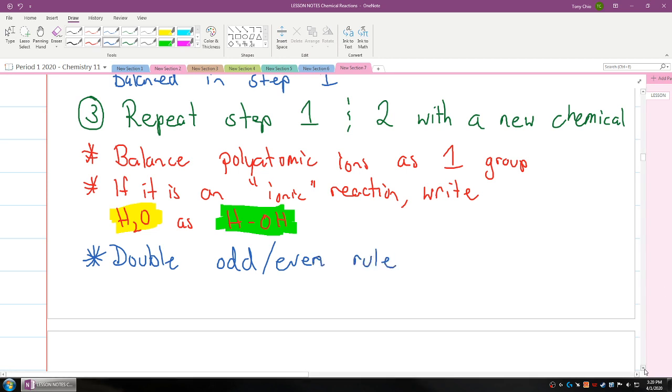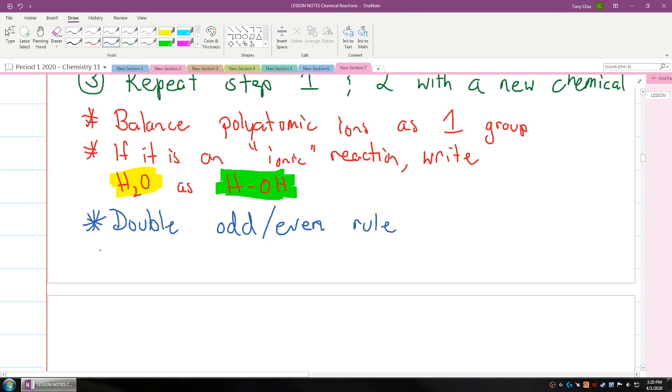Okay, and I'll tell you what this means. An example of this is, let's say you have 7 oxygens on one side, and then you have 8 oxygens on the other. What do you do to balance these? Do you multiply the 7 by 8 over 7?